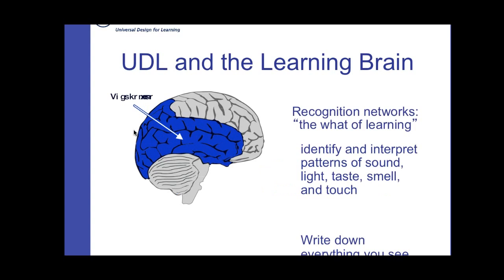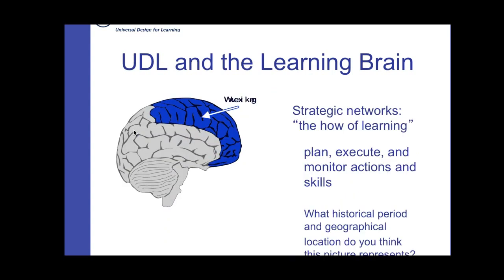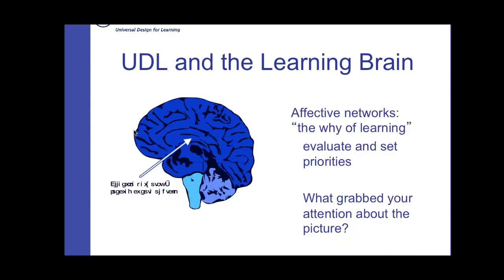Your recognition network is the what of learning. It's how we identify and interpret patterns of sound, light, taste, and smell, and it's what we use to remember and learn from. The strategic network is the how: how we plan, execute, and monitor how we go about applying the knowledge that we have in our head. And then the affective is how do we feel about it? How does it help us? What grabbed our attention about something?